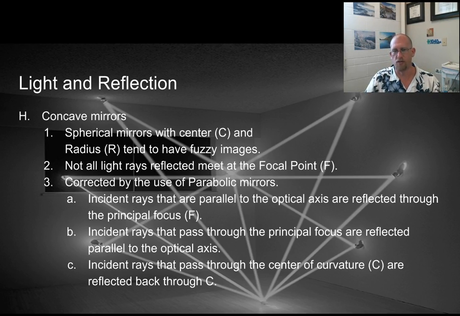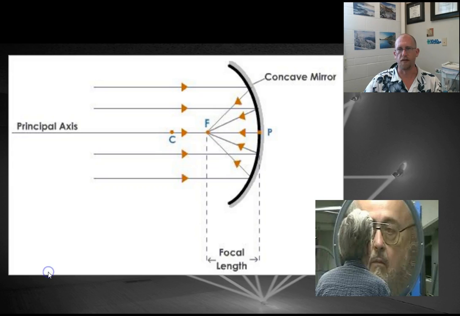Again, you'll see a picture in just a moment. And incident rays that pass through the center of the curvature are reflected back through that same center of curvature. So if a light ray happens to pass through the center, then it'll reflect straight off of the mirror and go right back through the center. So let me show you some pictures for this.